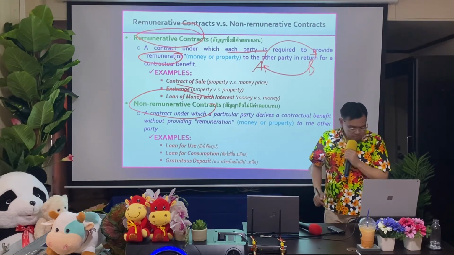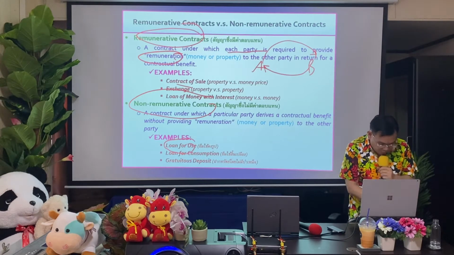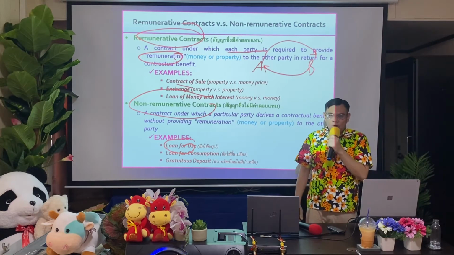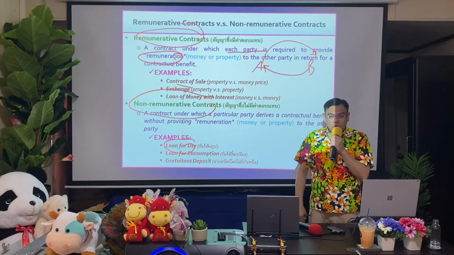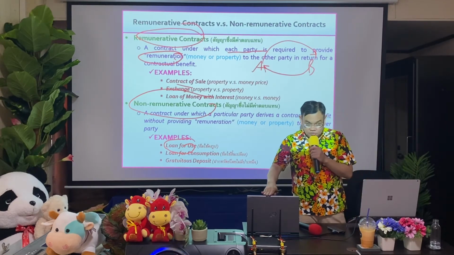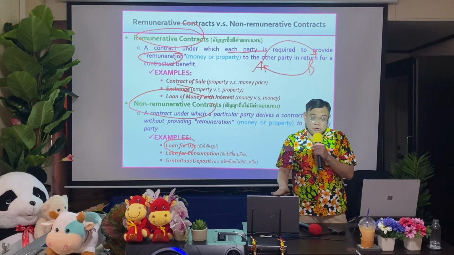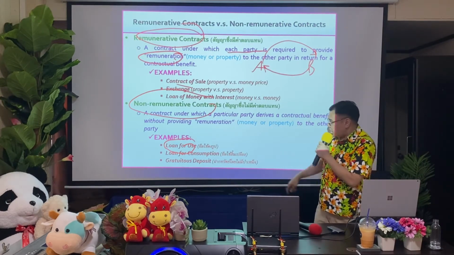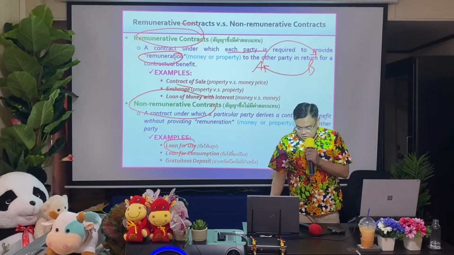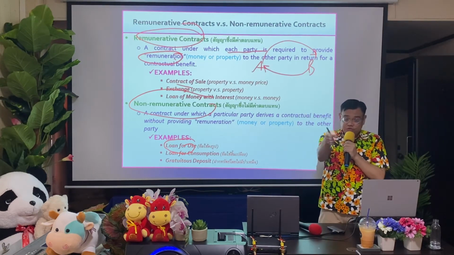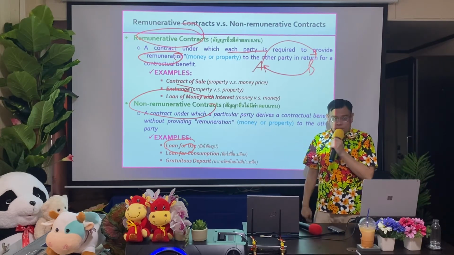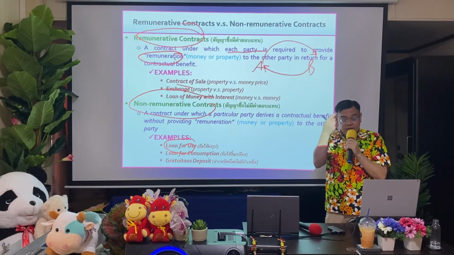Take a look at a loan for use. Let's say that you do not have any computer for your online classroom. Let's suppose that I have many computers. I have this computer and I also have this computer. I say, well, don't worry, I'm going to lend you this computer. This is a loan for use, or in Thai, ยืมใช้คงรูป. I lend you this computer, and when you finish using it, you have to return it to me. In this case, you can see that I'm the lender, you are the borrower.